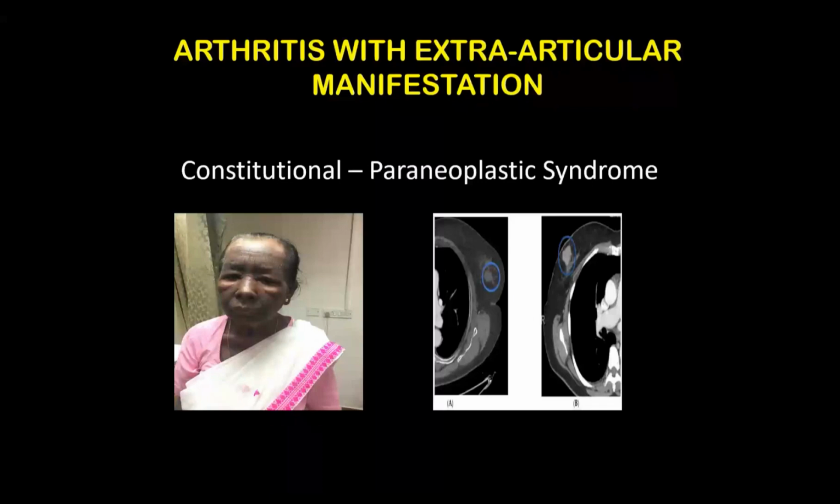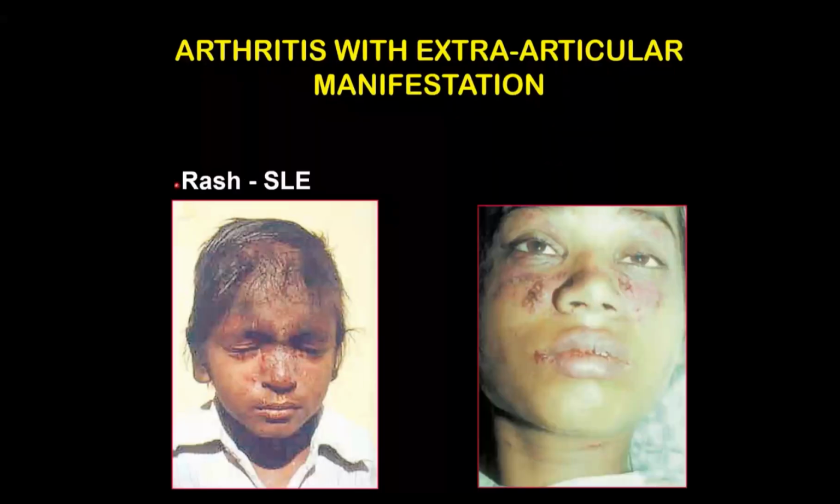Rash associated with joint pain. I told you it's systemic lupus. Characteristic butterfly rash, oral ulcers, cheilitis, and non-scarring alopecia. That's important.